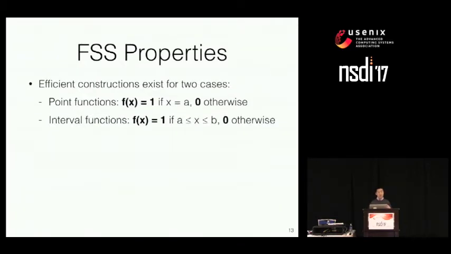There are efficient constructions for FSS for 2 specific cases. First, point functions, which is a function that evaluates to 1 if x is a specific value and 0 otherwise. And interval functions, a function that evaluates to 1 if x is between 2 numbers and 0 otherwise.